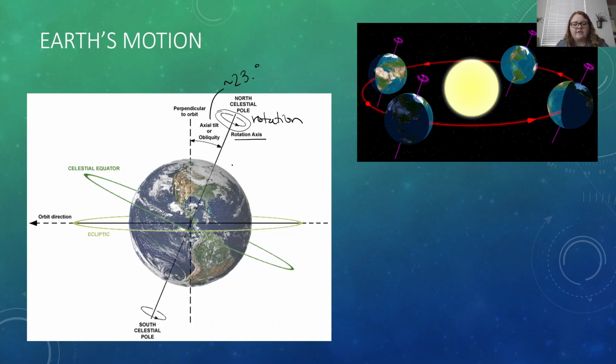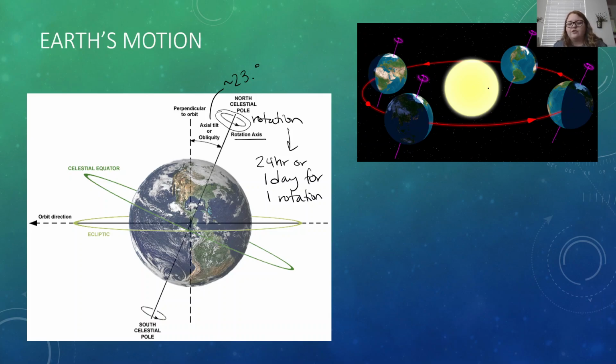Now we also have the direction of orbit. So we have the rotation, which is going to be a daily occurrence, right? It takes 24 hours, or 1 day for one rotation. So for one whole day, it's 24 hours.